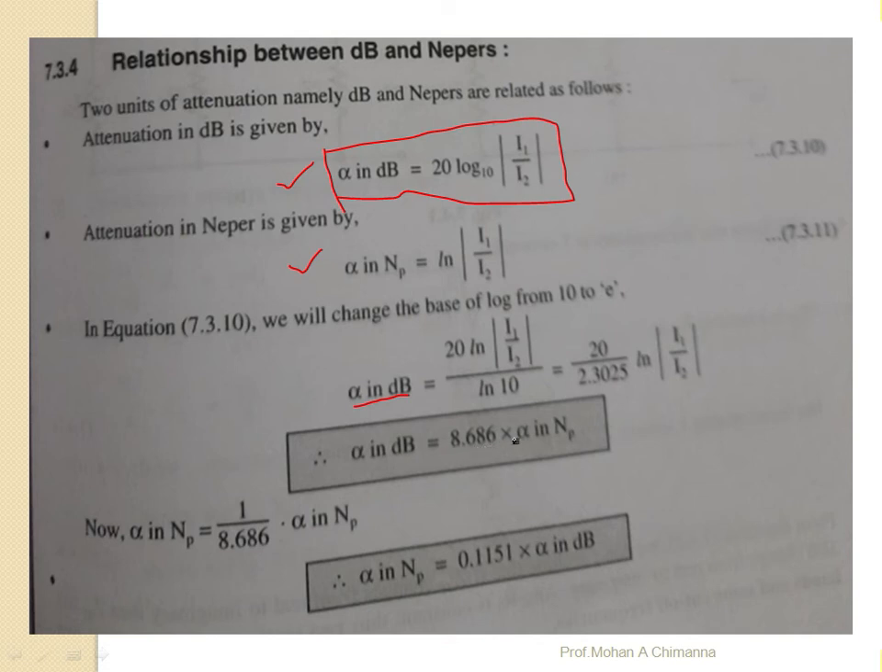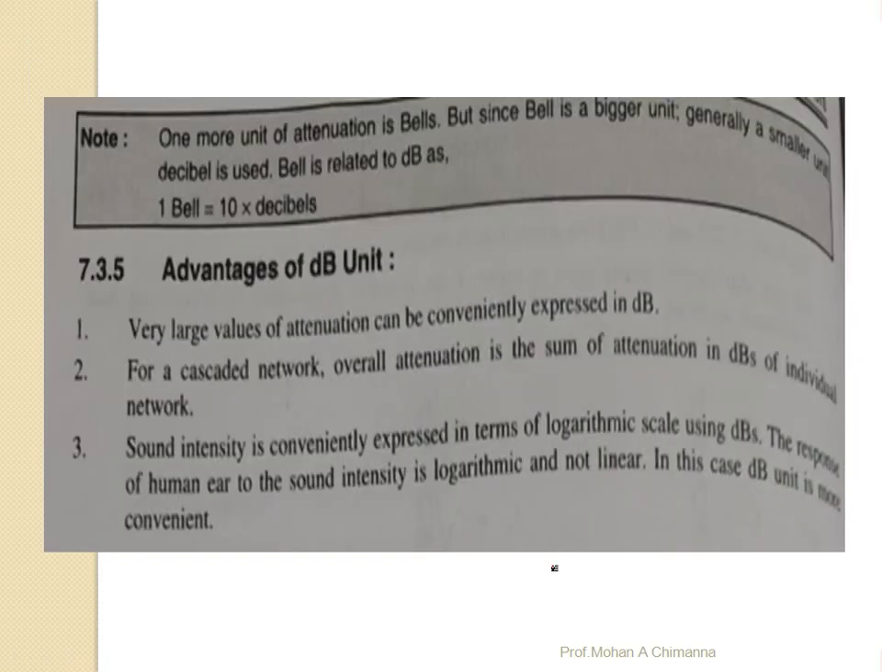8.686 times alpha in Neper. So that NP is equal to 1 upon 8.686 times alpha in Neper unit. Therefore, in the Neper, it will be represented by 0.1151 times alpha in the decibel unit.